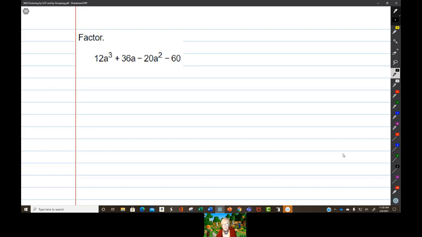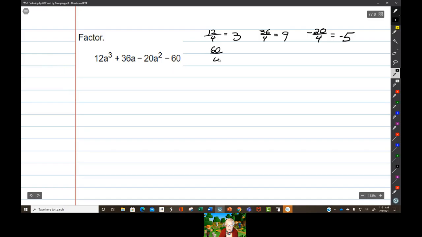Okay, look at this. We have a GCF for all four terms that we have to pull out before we can start factoring by grouping. So let's see what it is. I know that 12 goes into 36 and into 60, but not into 20. So that kind of messes that up. On the other hand, 4 goes into all of these numbers. 12 divided by 4 is 3, and 36 divided by 4 is 9, and negative 20 divided by 4 is negative 5, and negative 60 divided by 4 is negative 15. So we can pull out a 4 GCF.